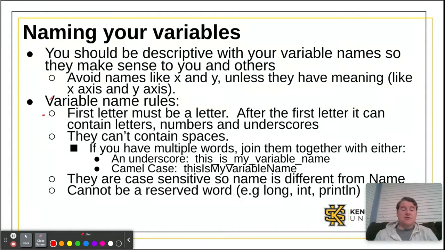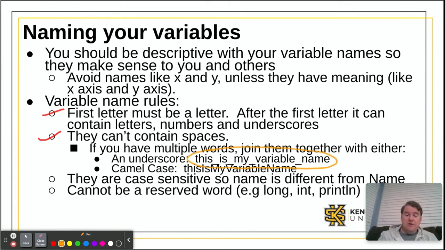All right, so the second rule is that they can't contain spaces. So if you're going to create a variable name endas KSU ID, you cannot put spaces in the name. It can't be endas space KSU space ID. The variable name has to be all one word. So if you want there to be more than one word in there, the way that you cheat is you either do underscores, which is what's happening here. This is my variable name, and you can see that I used underscores to join the words together.